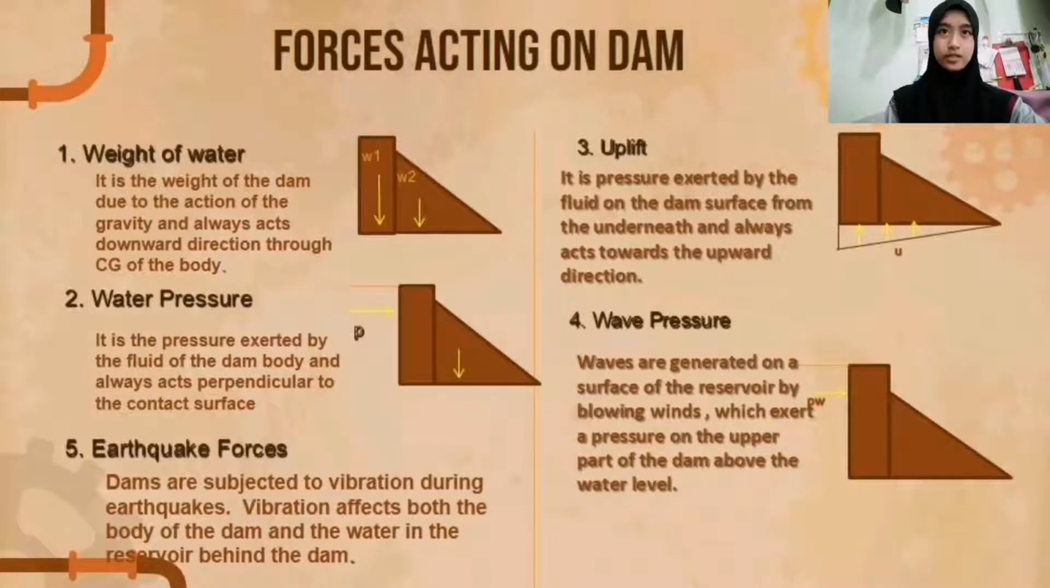It is pressure exerted by the fluid on the dam surface from underneath and always acts in the upward direction. Fourth is wave pressure. Waves are generated on the surface of the reservoir by blowing winds, which exert a pressure on the upper part of the dam above the water level. And the final is earthquake forces.